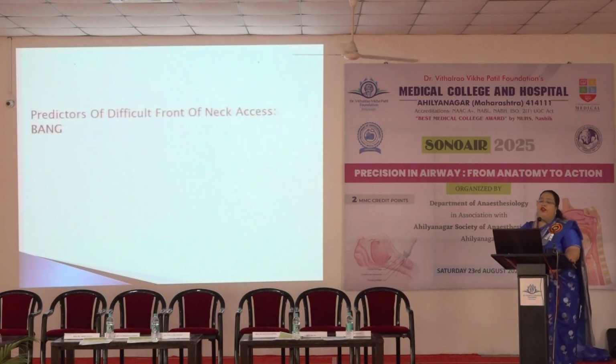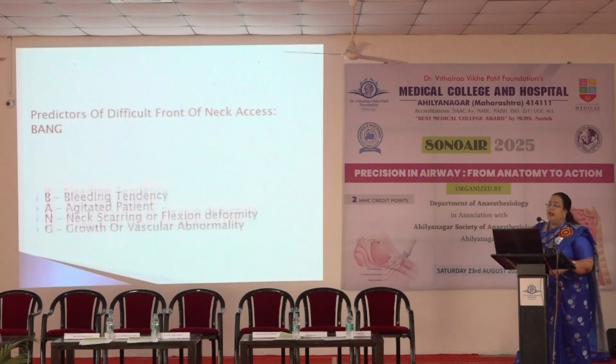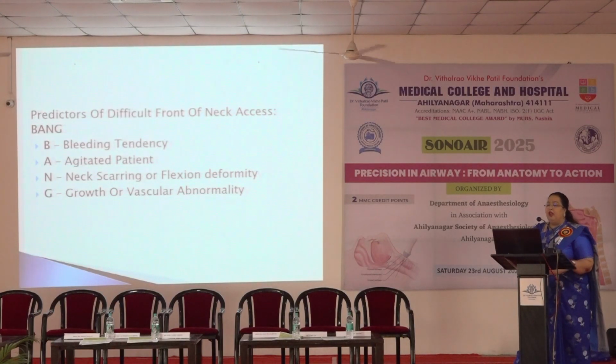Also, a predictor of difficult front of neck access can be remembered as BANG. B is for any bleeding tendency in the patient. A is agitated patient. N is any neck scarring or flexion deformity. G is growth or vascular abnormality.